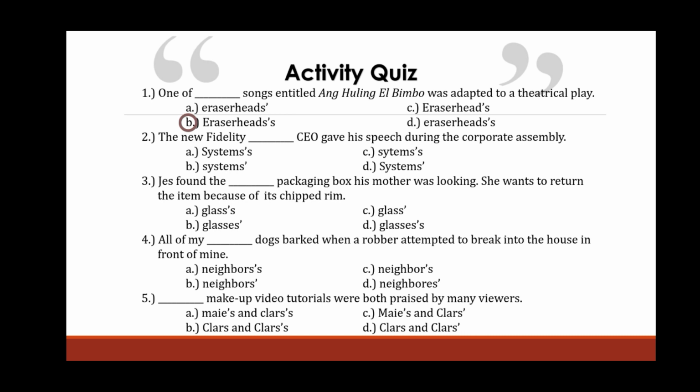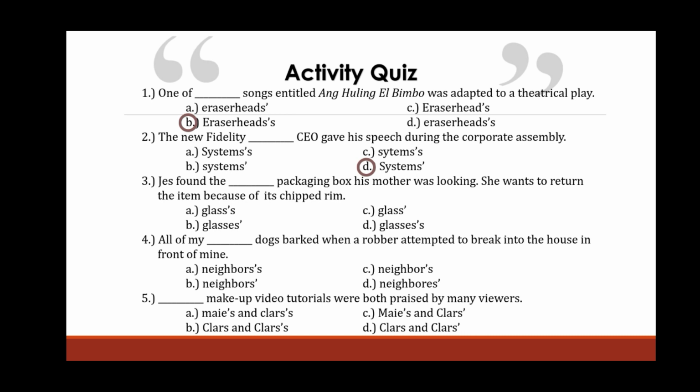Next, the New Fidelity blank CEO gave his speech during the corporate assembly. The right answer for this is letter D. Systems with apostrophe. Hindi pwede ang C at B. Why? Because same as number 1, yung Fidelity Systems ay pangalan ng kumpanya. Therefore, it is a proper noun. So, dapat naka-capital letter yung first letter ng bawat word. Now, bakit hindi pwede yung letter A? Kasi yung systems, okay, is a word. And plural form siya ng word na system. At since plural form siya, therefore we use apostrophe, not apostrophe S.